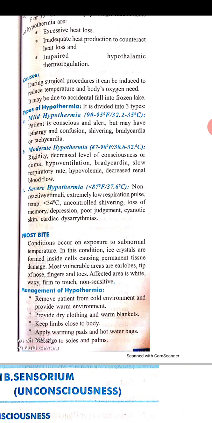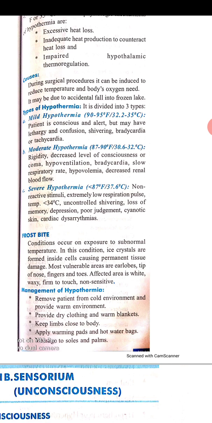Frostbite occurs when ice crystals are formed inside the cell. And in the vulnerable areas where frostbite occurs, like the tip of the nose, fingers, and toes, the area becomes white, and this area becomes non-sensitive.